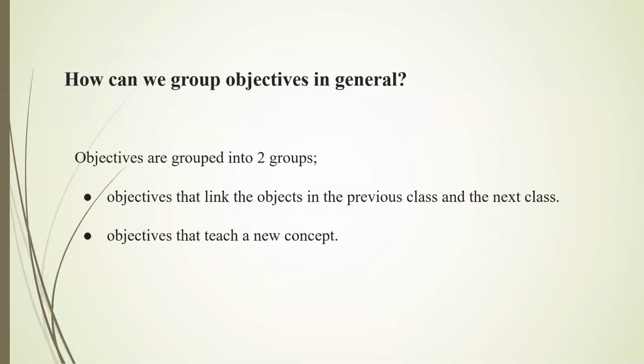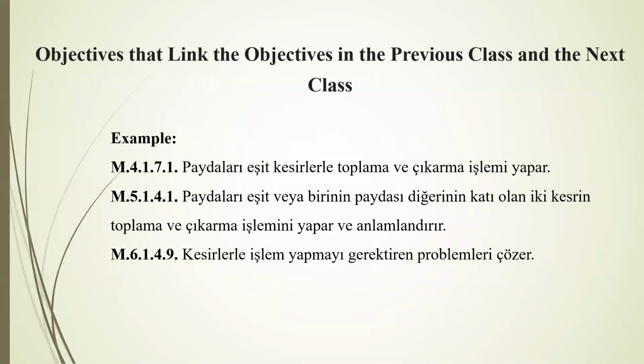We try to answer the question: how can we group objectives in general? When we analyze the curriculum, we can easily see the main points of the objectives, and they are grouped into two groups as you see. Let's look at the first one: objectives that link to others in previous and next classes. Here you can see an example of this. These objectives come from different classes, but they link to each other. How can this link be interpreted?